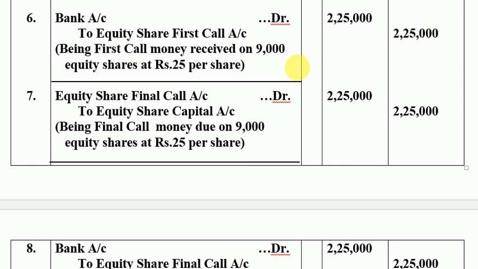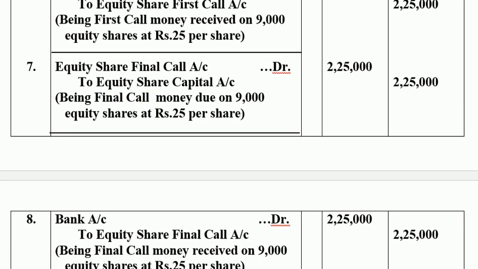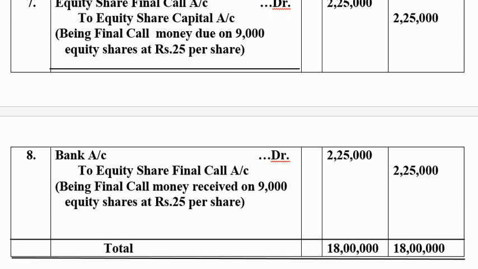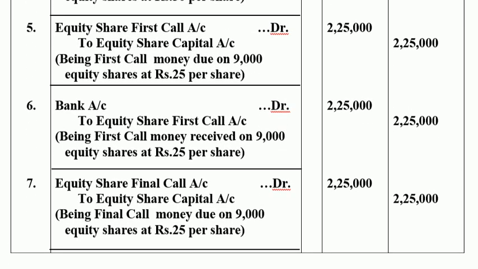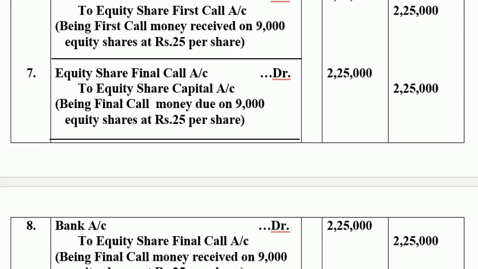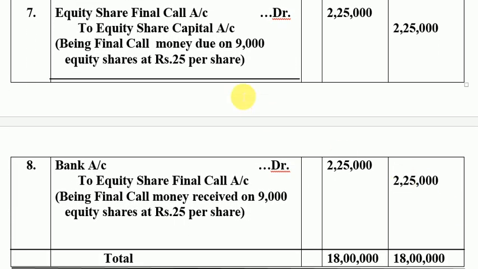Now comes the last installment, that is second and final call account. Entry number 7, to make the final call due, the entry goes equity share final call account debit to equity share capital account, being final call money due on 9,000 equity shares at rupees 25 per share, debit 2,25,000 and credit 2,25,000.